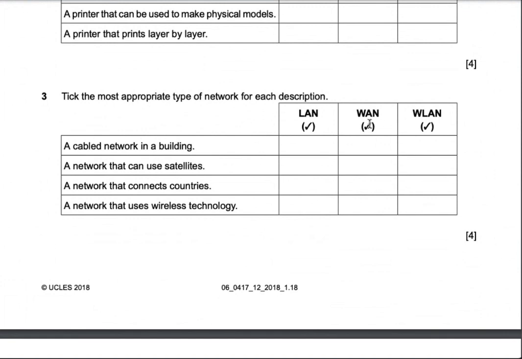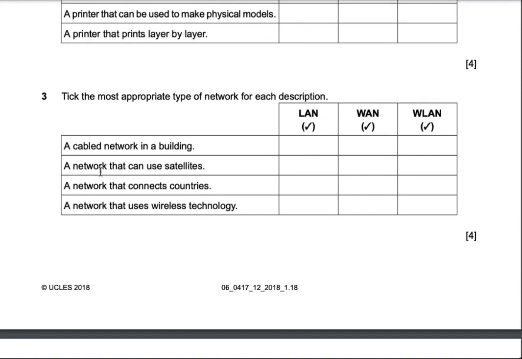Is it a WAN? Is it a WLAN? WLAN is wireless local area network. WAN is a wide area network. LAN is a local area network. So a cable network in a building is obviously a LAN. A cable network in a building is a LAN. A LAN. Here, this one.